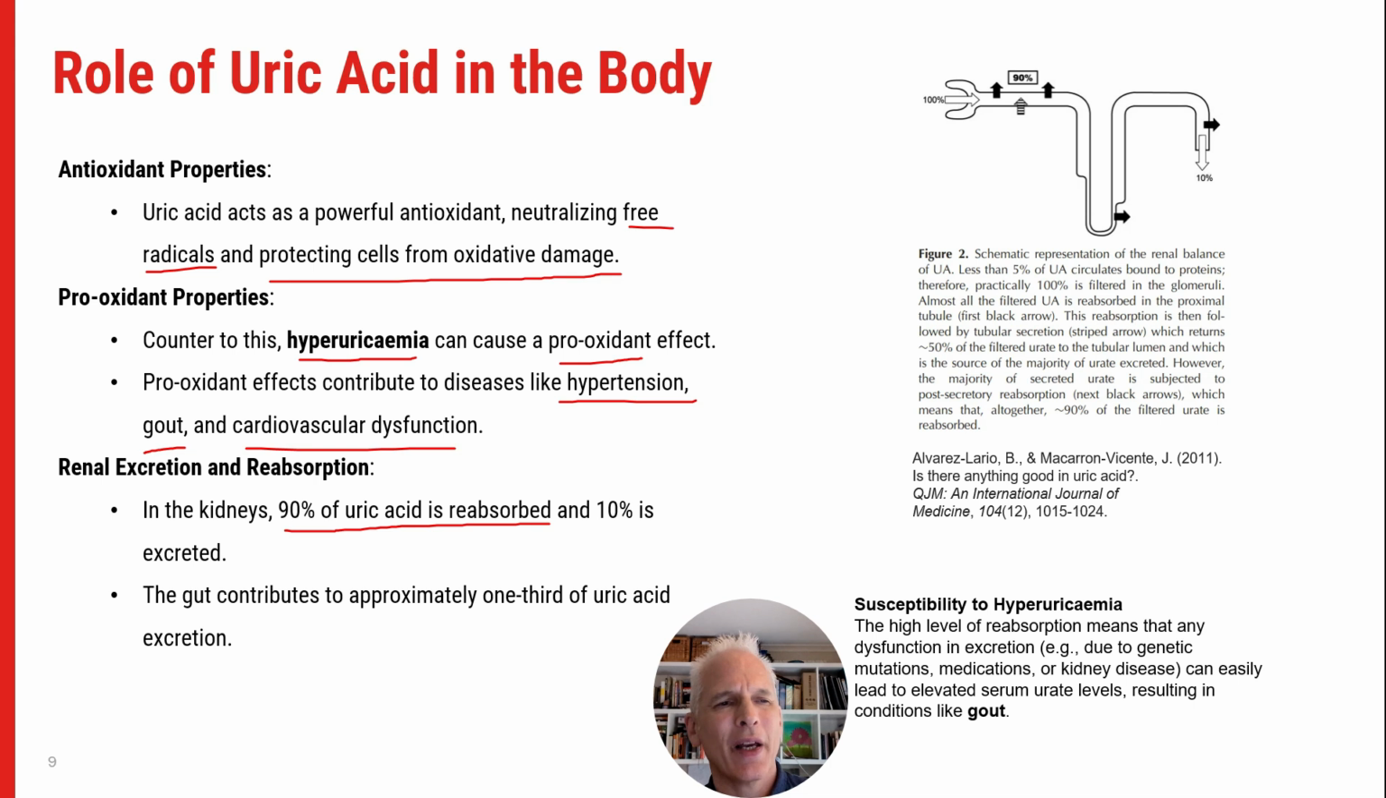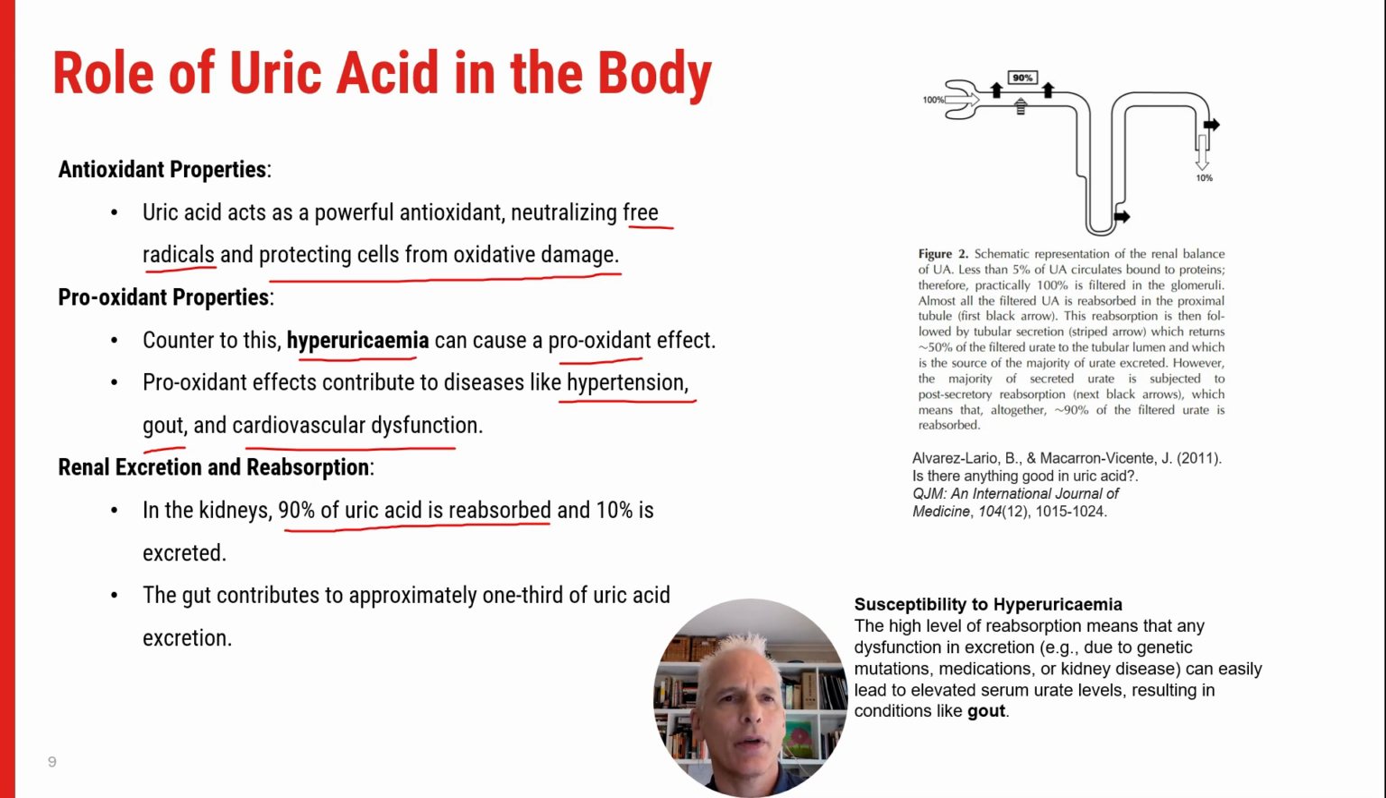And about one third of uric acid is excreted through your gut. So two thirds is actually excreted through the kidneys, and one third through the gut. But just remember that 90% of uric acid is reabsorbed in the kidneys. Now, this does help you to understand that if your kidneys are not functioning well, you may actually have problems with either excreting or reabsorbing uric acid.